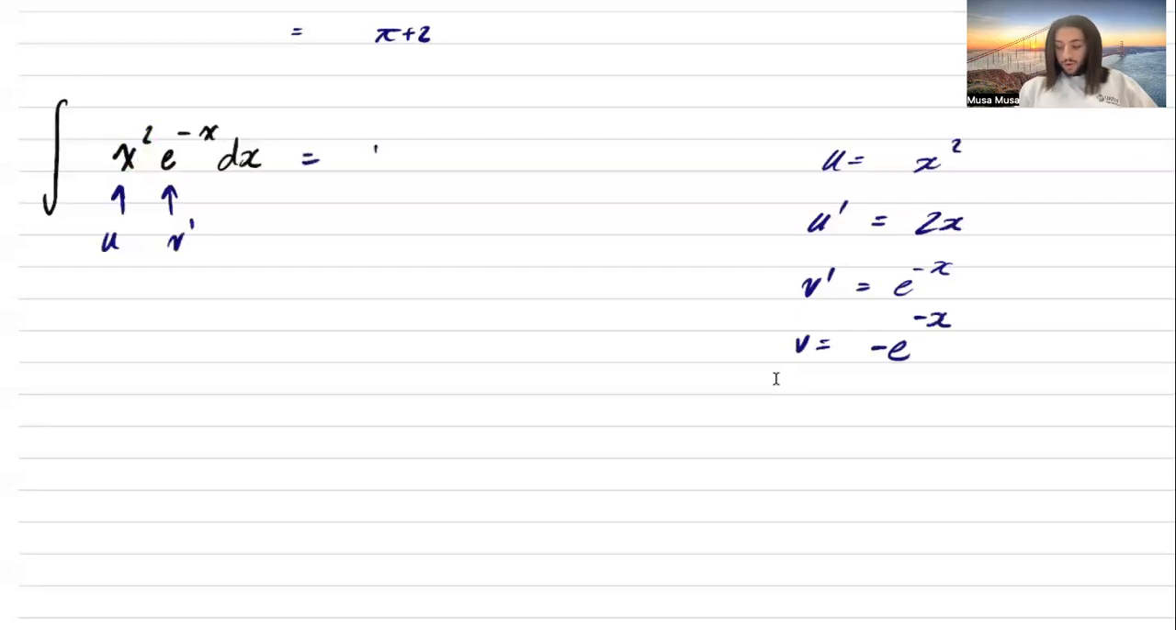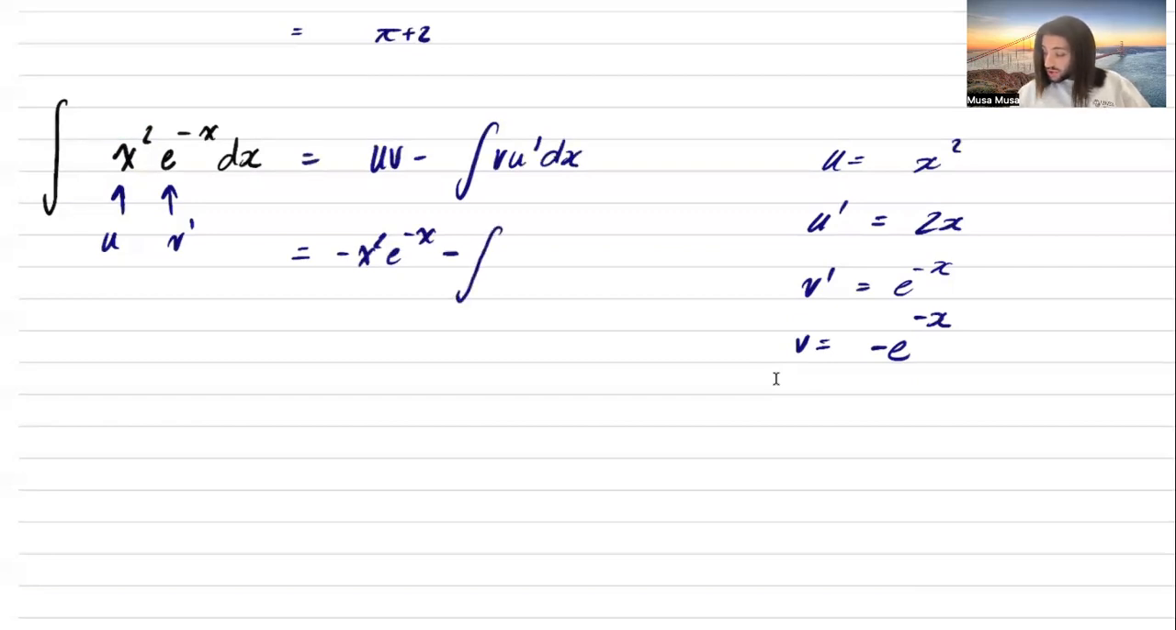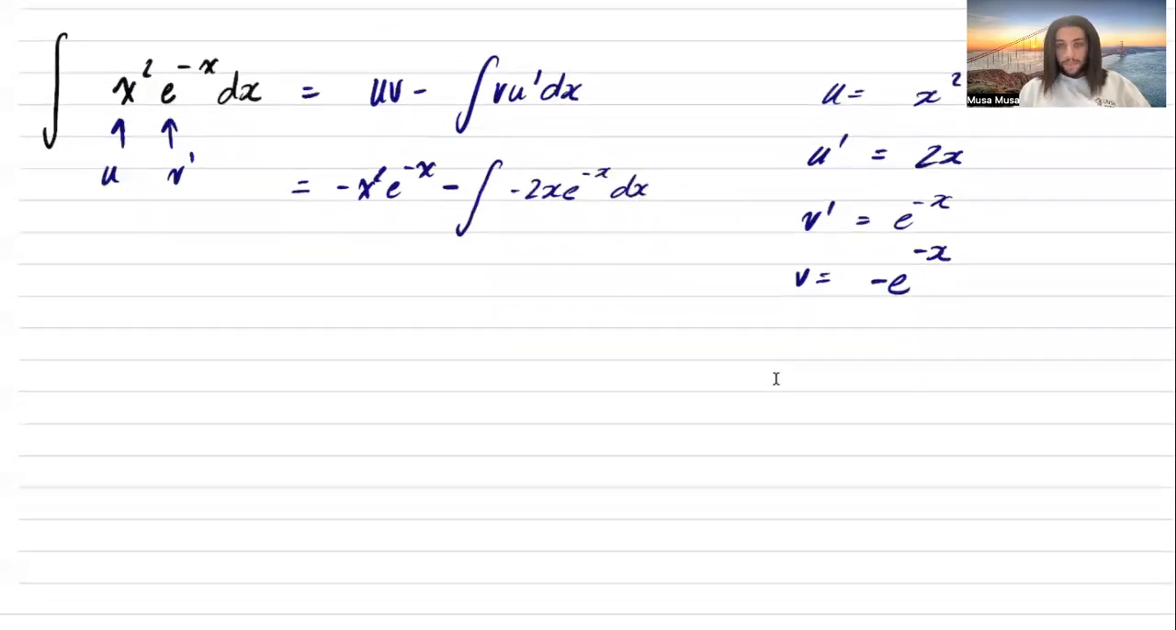Wonderful. Always quote your formula, uv minus integral of vu dash. So u times v is going to be minus x squared e to the minus x, then minus, and then vu dash is going to be minus 2x e to the minus x dx. Wonderful. Now, do you see this? Of course, we can take that negative and we can even take that 2 out the front. But then you end up with x e to the minus x, which is, again, a product of functions.